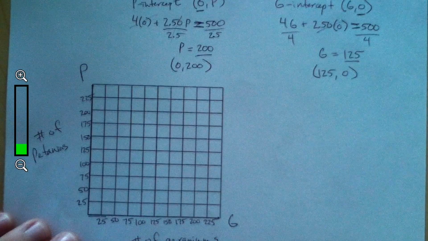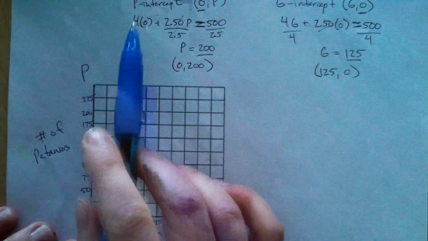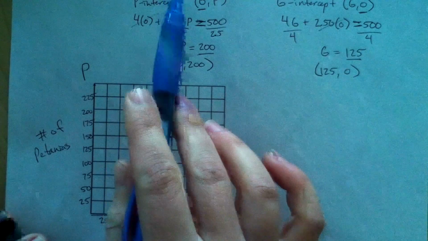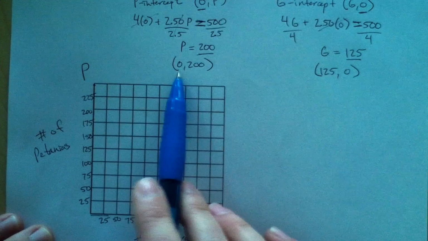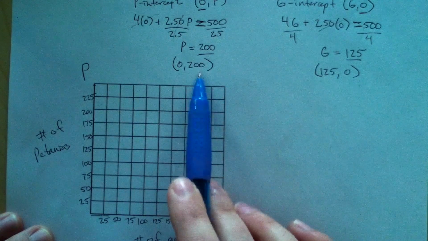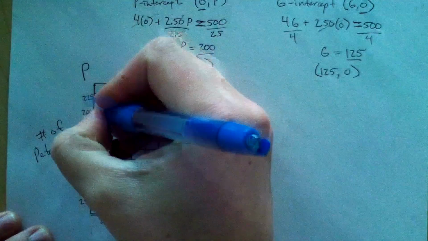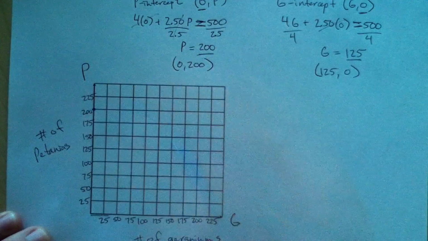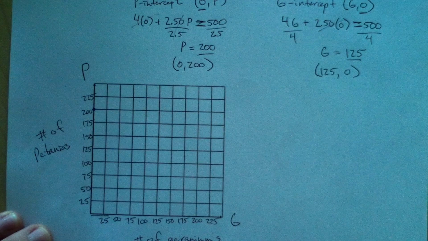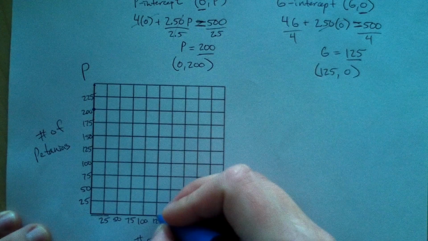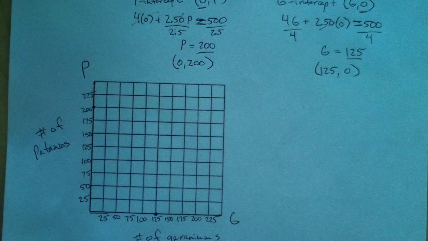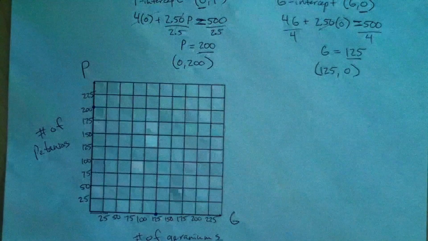And then shading wise, we've basically got to figure out if we're going to shade the top side of that line or the bottom side of that line. To do that, what I typically do is pick out a point to plug in. Typically I use 0, 0 because that's usually pretty easy to locate on a graph. So I would plug it into that equation, so 4 times 0 plus 2.5 times 0 is greater than or equal to 500.